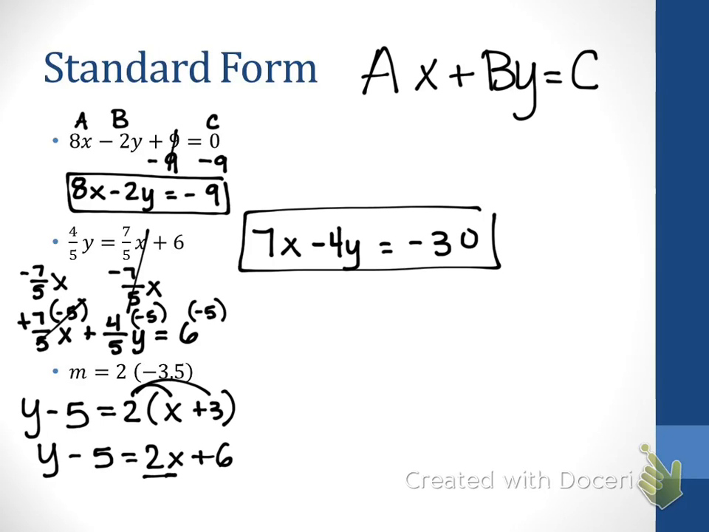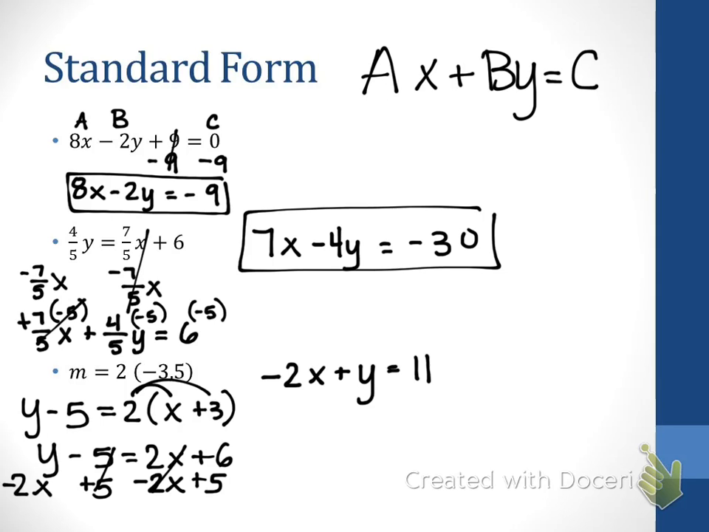So 2x needs to come up here to the front, and negative 5 needs to come over here with a 6. What am I going to do to 2x to move it up? Subtract it. What am I going to do to negative 5 to move it? Add it. And I get negative 2x plus y is equal to 11. Is this in standard form? No. Cole, what do I need to do now?